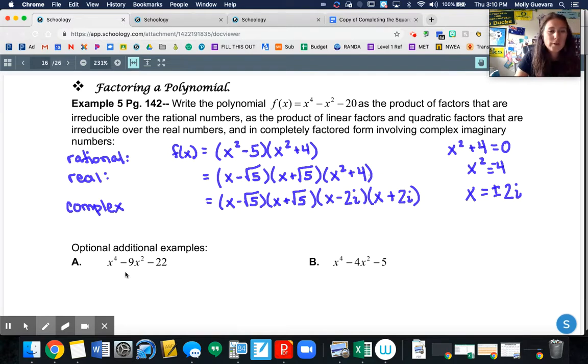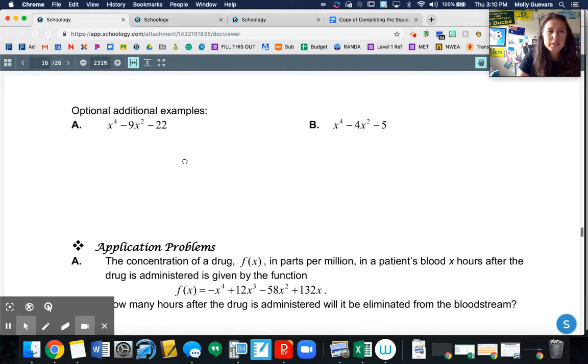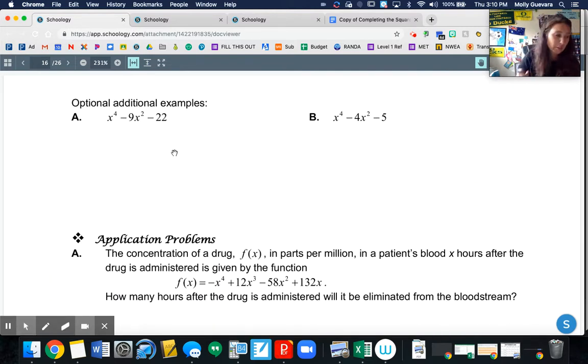So I want you to try these two examples, A and B. So let me scroll down. Optional examples, they're not optional. I want you to do them. And I want you to write them in the three, okay? I want you to find under the rational, right? Then the real, then the complex. And you're going to do that for both. And then when you're ready, you can go ahead and just hit play.